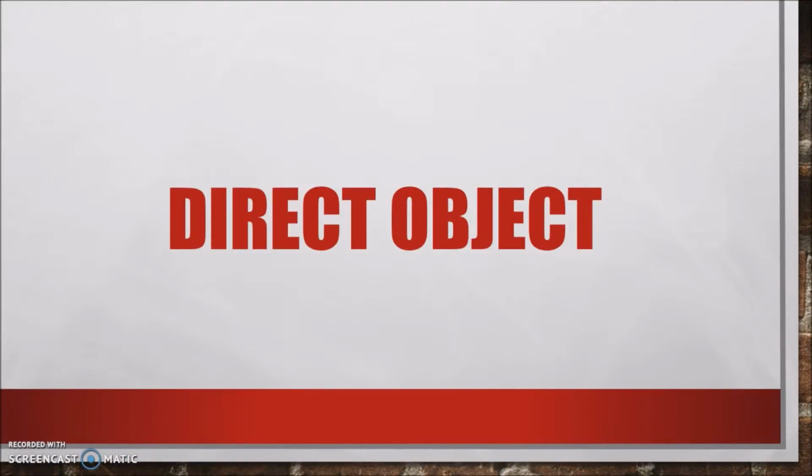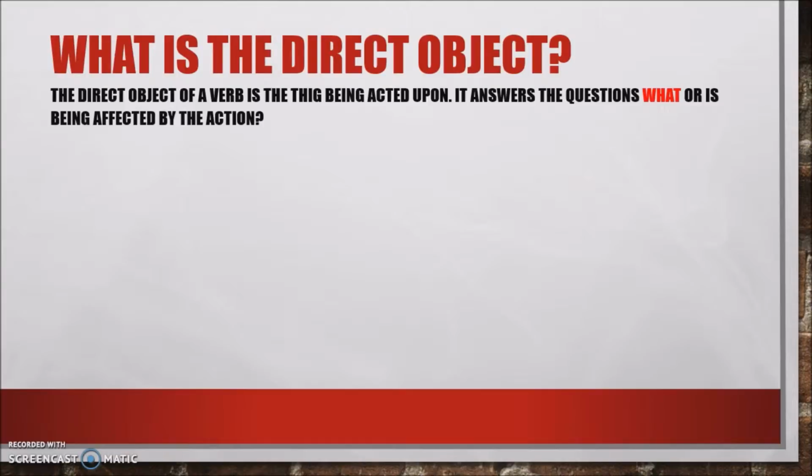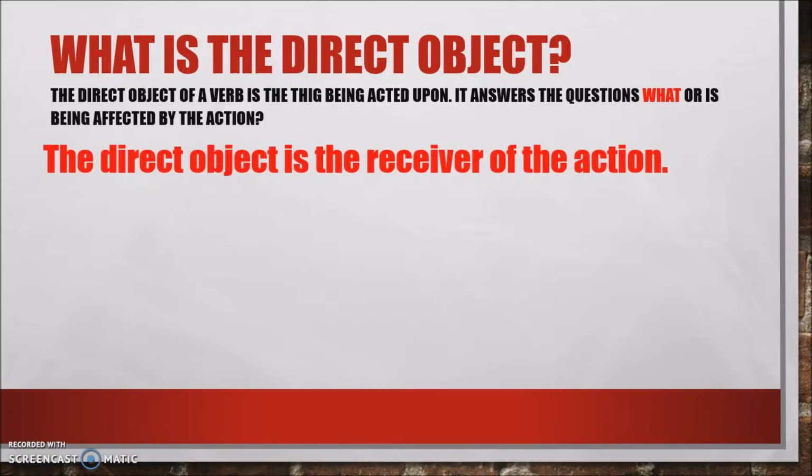Of course, we need to start by asking ourselves, what is the direct object? Well, the direct object of the verb is the thing that is being acted upon. It answers the question what or who is being affected by the action. Another way to say it more easily is the direct object is the receiver of the action.